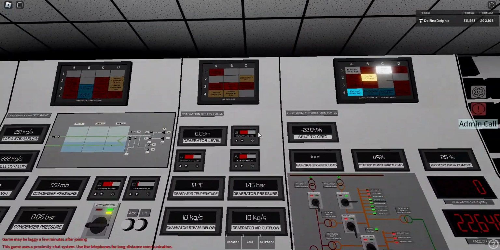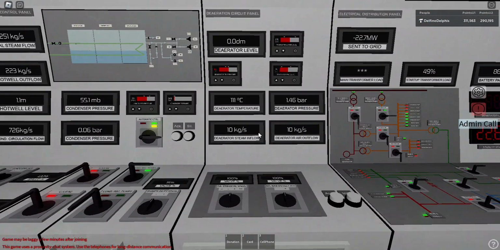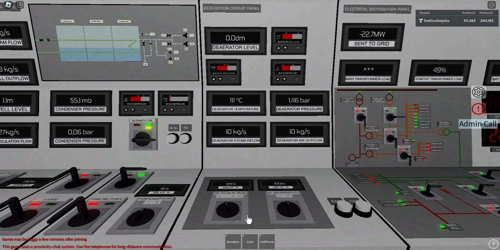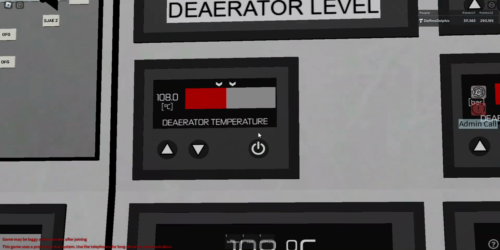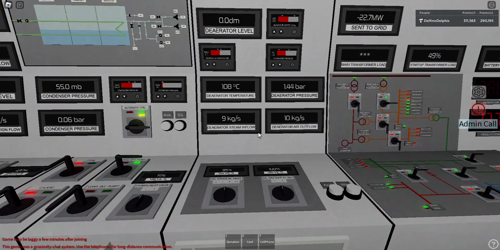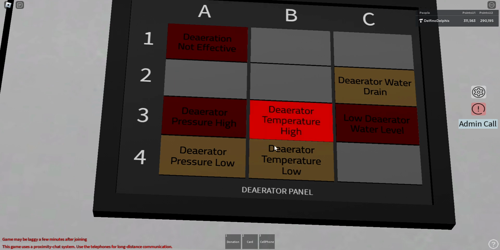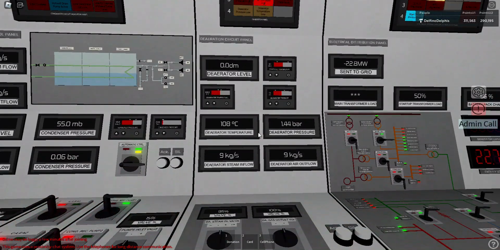Once I increased the power, you can see we are already above the desired temperature for the deaerator. So let me just drop it a bit. 108 is our optimum. If you are in doubt, you can just look here. And if it's blinking slower, it means that the condition is no longer in force, but you still need to acknowledge it.